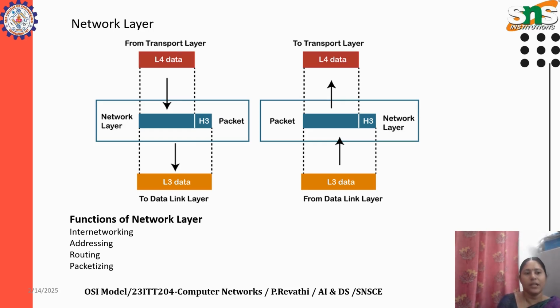Network layer. It is layer 3 that manages device addressing and tracks the location of devices on the network. It determines the best path to move data from source to the destination based on the network conditions, the priority of service, and other factors.